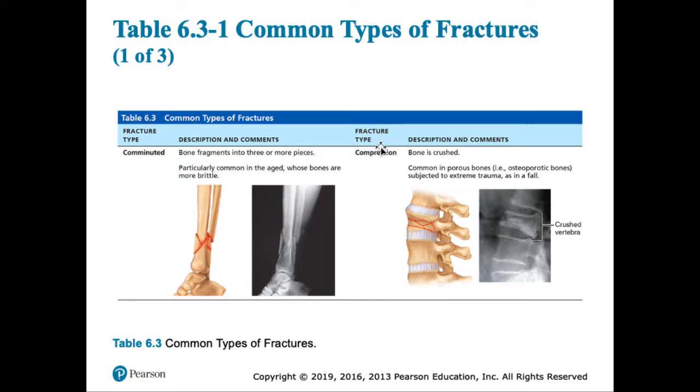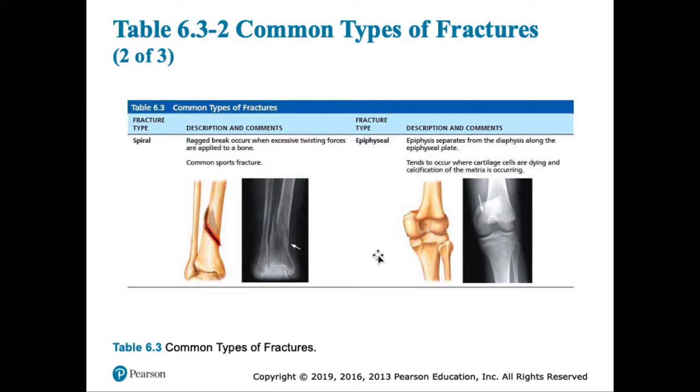Compression, that's where the bone is just crushed. This is common in porous bones, the osteoporotic bones that may be subjected to extreme trauma in a fall. You can see crushed vertebrae is a common one in which that happens. You can have a spiral fracture. That's a ragged break where there's some excessive twisting applied to the bone. These are common in sports fractures.